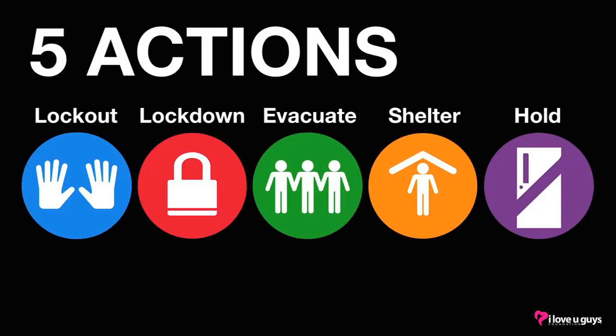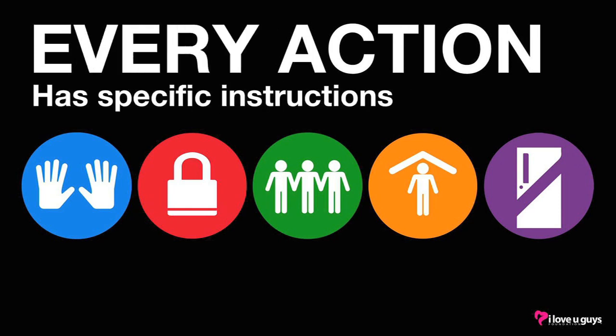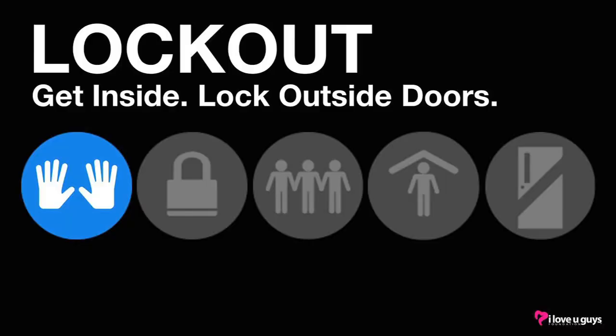The Standard Response Protocol is based on 5 common actions that we take during a critical incident: lock out, lock down, evacuate, shelter, and hold. Each action is followed by a directive. Every action then has specific instructions of what to do in an emergency situation. When these are announced, the action and directive are repeated. Be an attentive listener. Here's what the directives state.